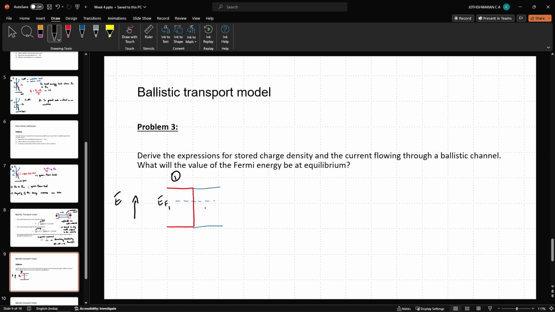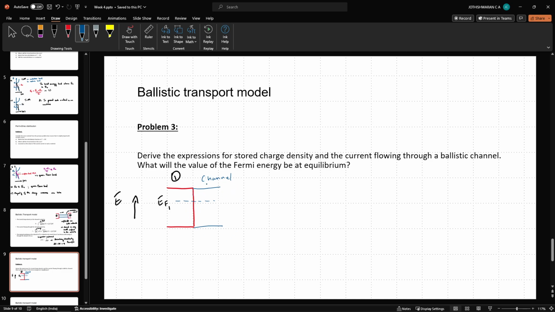So what will happen in general? And this is my channel. Let me just use a different color just to maintain clarity. So this is the channel. Essentially what I'm trying to tell is, since these are bulk materials, for all intents and purposes, we will assume that there are infinitely many electrons here. The number of electrons present here is significantly larger than any number of electrons that can be present in the channel.